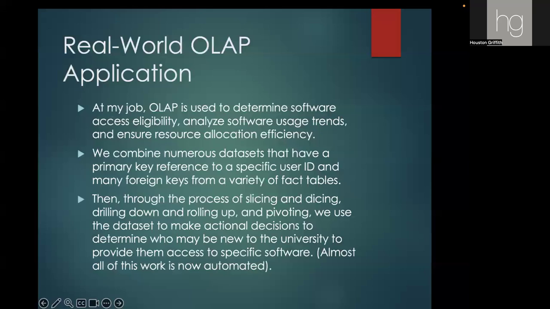So along the lines of all the data sets that we use on a daily basis, one of the major things that we do is we look to link things with a primary key referencing a specific user ID. And we have many foreign keys from a variety of different fact tables that we use. When we slice and dice and drill down and roll up and pivot, we use the data from these data sets to make an actionable decision to determine who may be new to the university to provide them access to specific software. At this point, most of the work that we do with this software is now automated. However, some pieces are still manual.